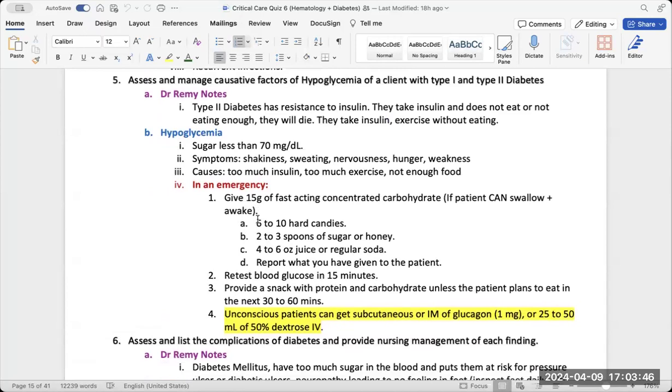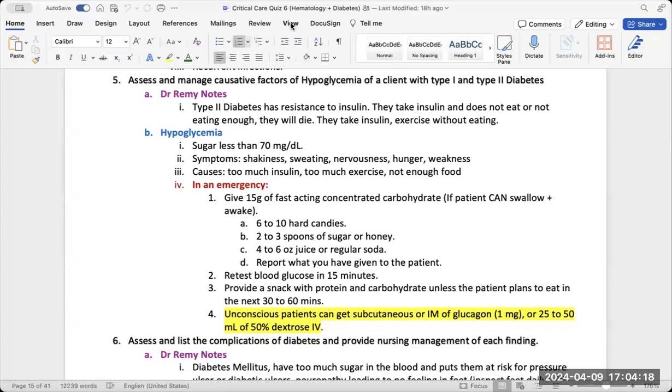So we already talked about hypoglycemia and what to do in an emergency. If they're awake, 15 grams of fast-acting concentrated carbohydrate. It doesn't matter if they're type 1 or type 2. She also said you can give them 6 to 10 hard candies or 4 to 6 ounces of regular juice or soda. Make sure we repeat the sugar every 15 minutes. And if unconscious, we can give subcutaneous or IM glucagon or 25 to 50 ml of 50% dextrose.